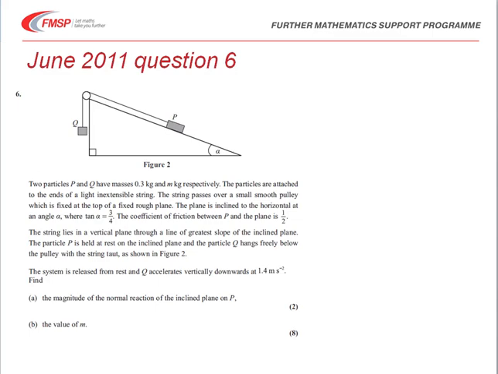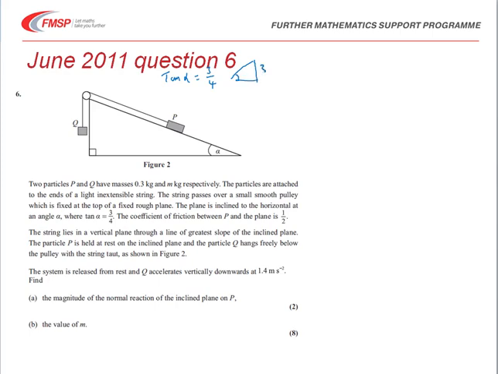Well, it actually says the tan alpha is equal to 3/4. So we're told the tangent of alpha. The coefficient of friction is 1/2. So putting some of that information onto the diagram first of all, the idea that tan alpha is equal to 3/4 means that we don't have to really calculate the angle when we need sine and cosine.